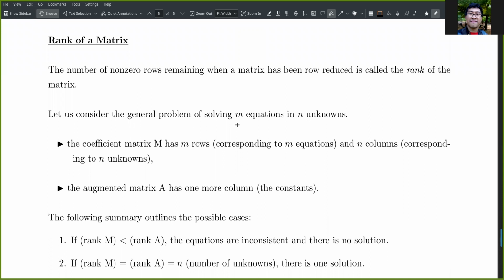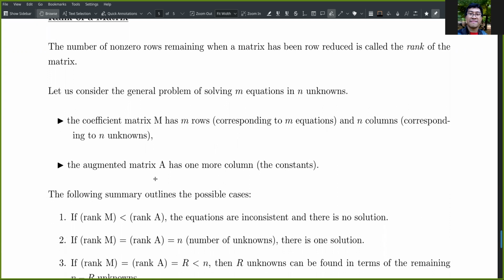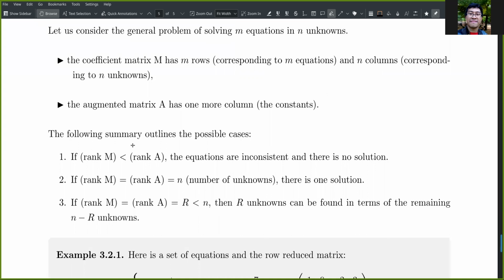Now you can see there's a general problem of solving m equations in n unknowns. The coefficient matrix M has m rows corresponding to m equations and n columns corresponding to n unknowns. The augmented matrix A has one more column. And the following summary outlines three possible cases.